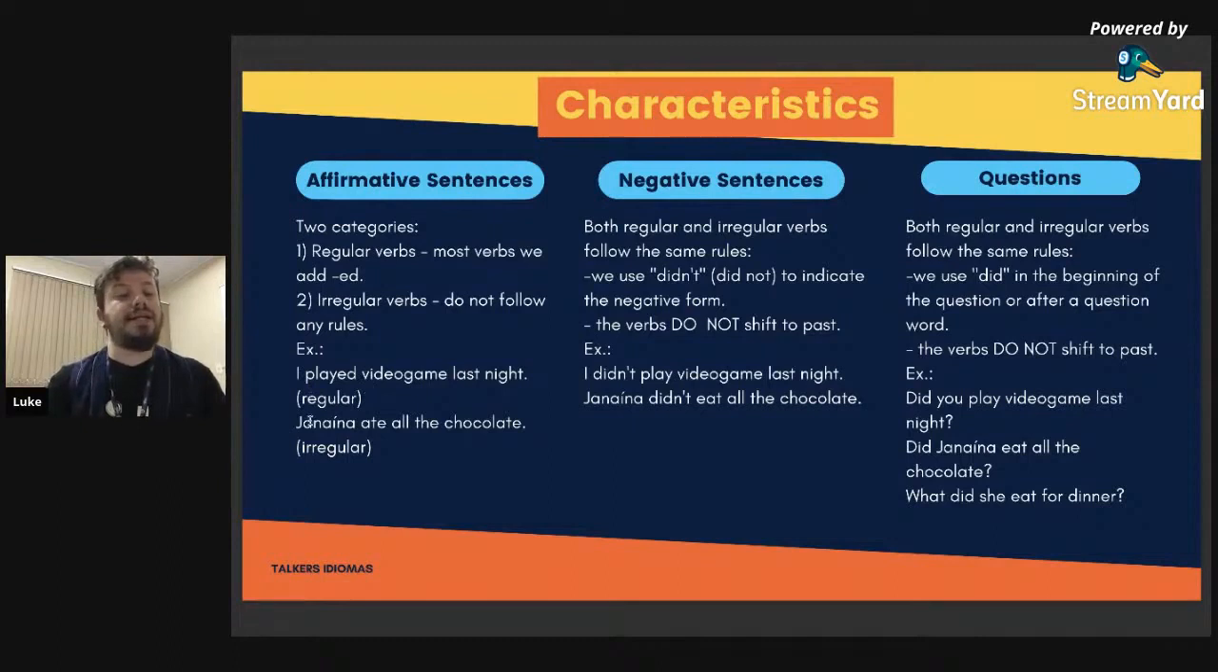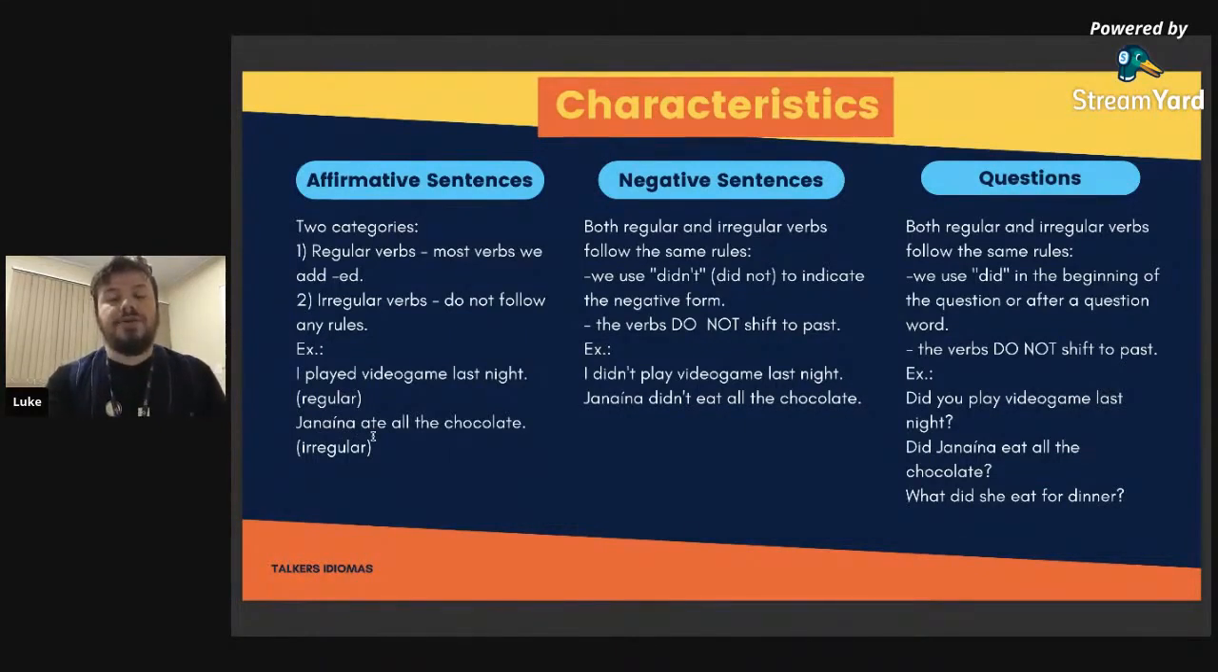The second one is irregular. We have here, Janaína ate all the chocolate. No, Janaína, you ate all my chocolate. This is really bad. Now, what can I eat if you ate all my chocolate? So we have here a regular example with the verb play and an irregular example with the verb eat. But as you can see, it's in the past and it's irregular, so it changed a lot.